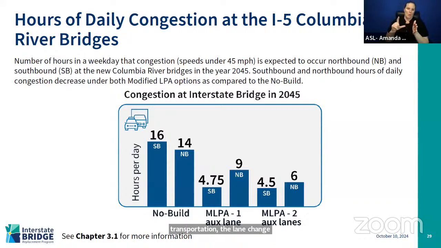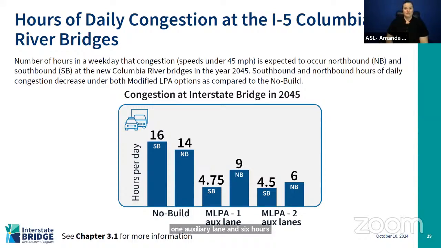In the northbound direction, the bottleneck of the Columbia Bridge will be reduced from 14 hours in the no build down to about 9 hours with the one auxiliary lane and 6 hours with the two auxiliary lane. I'll stop here. Looks like there's a question from Zach.